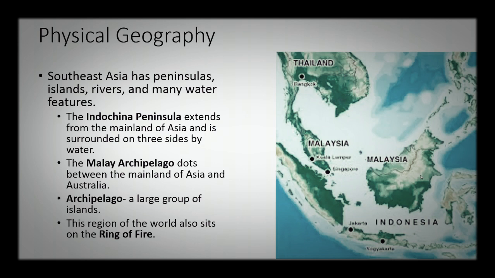But this region is also located on the Ring of Fire. Remember, the Ring of Fire is the area around the Pacific Ocean where lots of volcanoes and earthquakes are common due to very active plate borders. All right, so because this region sits on the Ring of Fire and because this region has a lot of water features, it is prone to certain natural disasters. All right, so that's what we have for the physical features of Southeast Asia, East Asia, and the Indian subcontinent.